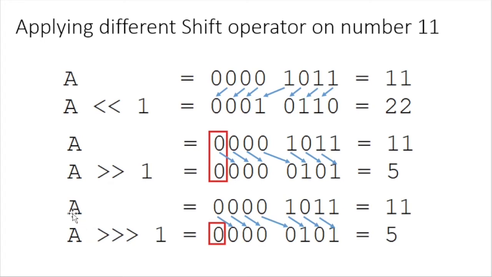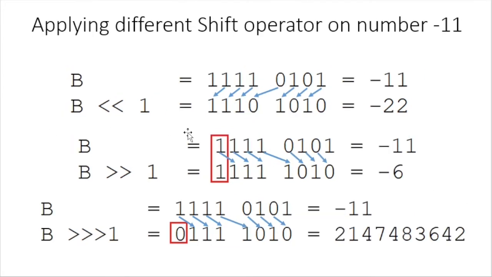Now when you are performing the unsigned right shift operator, you can see we are not maintaining the sign here, we are replacing it with 0. But in the case of a positive number, it was earlier also 0, and here also it is 0. So signed right shift and unsigned right shift are the same for positive numbers. Okay, let's take a negative number, minus 11. This is the representation.